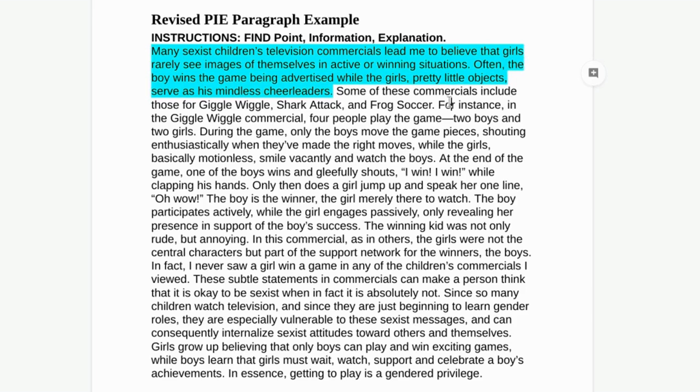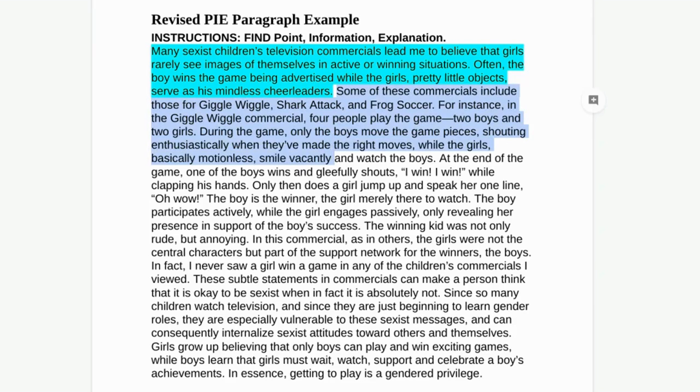Okay. Then the middle part should look familiar. "Some of these commercials include those for Giggle Wiggle, Shuck Attack, and Frog Soccer." And then we get to see the whole commercial. Note that it's a good example. It's good because it's got detail. You can see the commercial playing in your head. That's a good illustrative example. That's a good command of language, to be able to paint a picture in the reader's head so well that you see the commercial happening as you read. So this whole example, I would highlight and call the illustrative example.